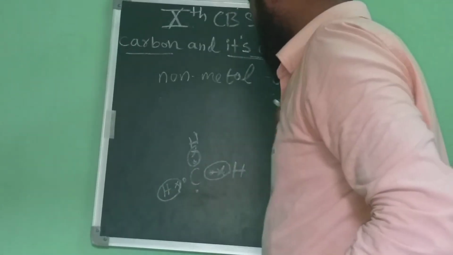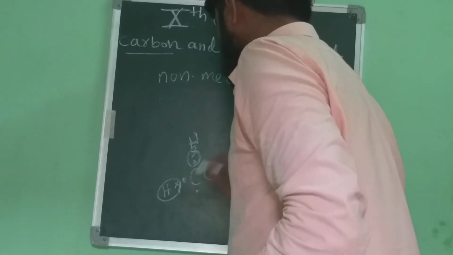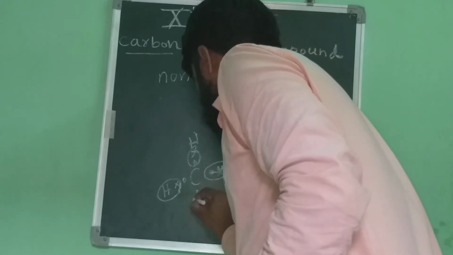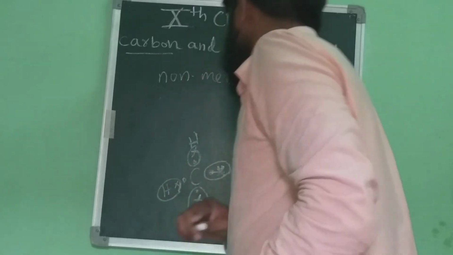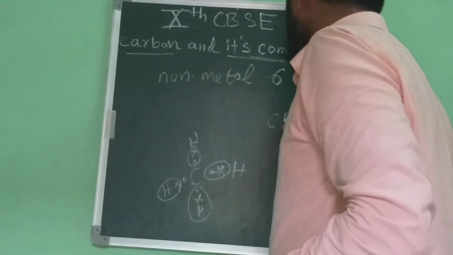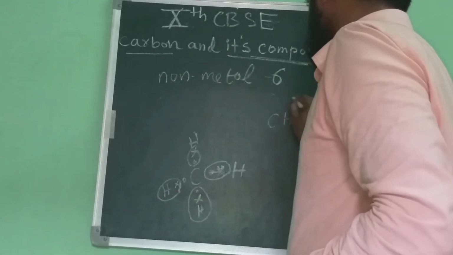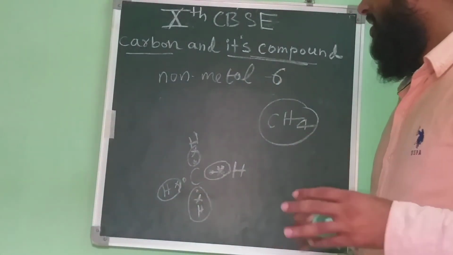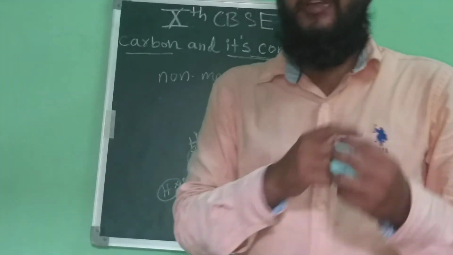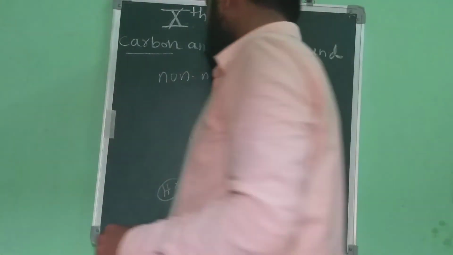This is, for example, hydrogen's electron. Now this forms a bond. Like this, there is bond formation, and it becomes CH4. This is a compound we call methane. This is methane, formed by mutual sharing of electrons.